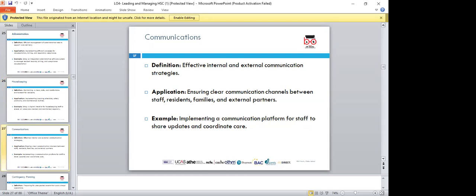Communications: effective internal and external communication strategies. Those are key, through ensuring clear communication channels between staff, residents, families, and external partners. Example: implementing a communication platform for staff to share updates and coordinate care.